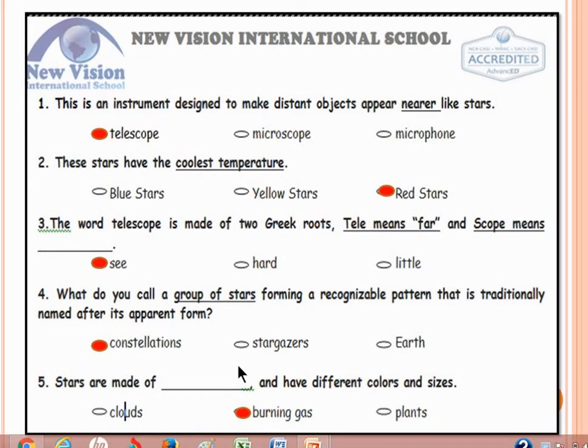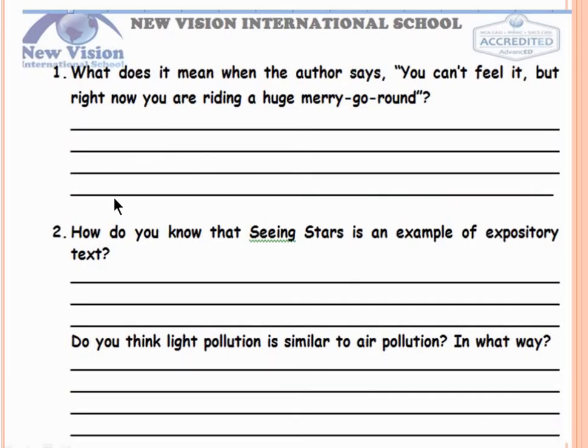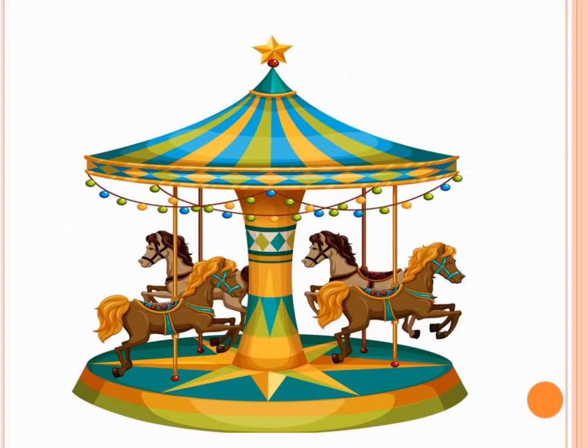Good job, kids. Now, go to page 27 of your reading booklet and we will answer the critical thinking questions. Question number 1. What does it mean when the author says you can't feel it, but right now you are riding on a huge merry-go-round? Have you experienced riding on a merry-go-round? Great! This is an example of a merry-go-round.